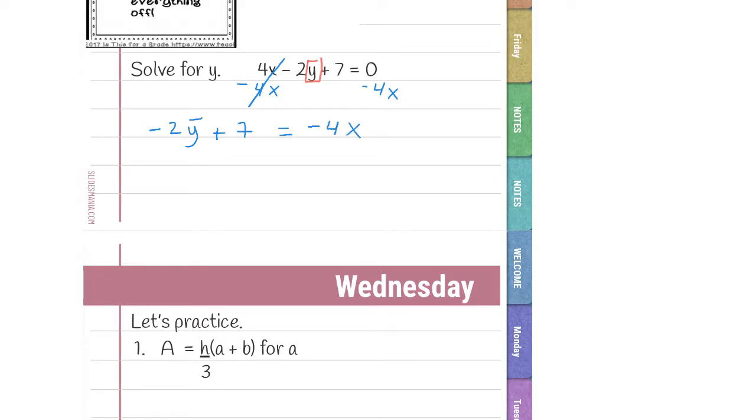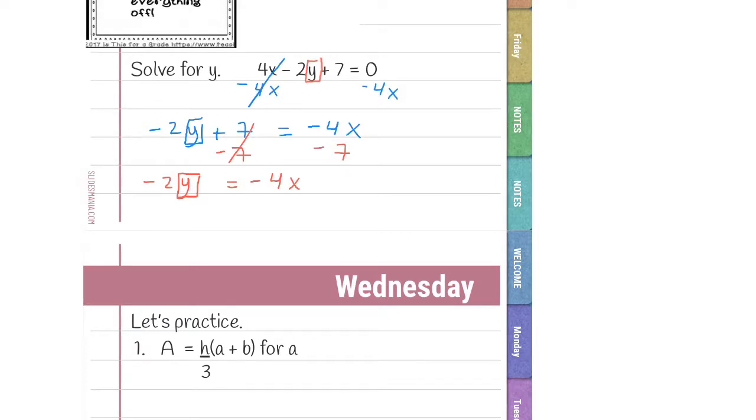Now, keep a box around this. Now I can move that plus 7. So how do I move it? Well, I do the opposite, so it would be minus 7 on both sides. And I'm left with negative 2y is equal to, how am I going to rewrite this? Well, remember, we always write the coefficient with the variable first. So that is negative 4x.